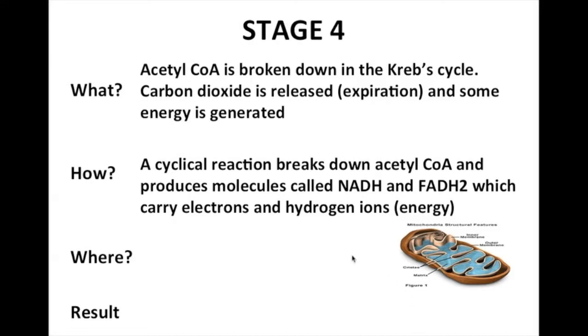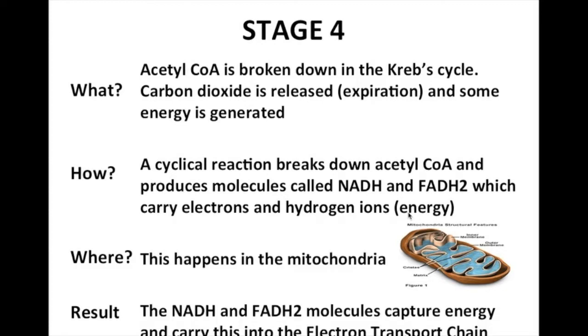Ultimately what we produce are these two things called NADH and FADH2. In those two molecules, we've got electrons and hydrogen ions. This is what the energy is stored in that's going to help us reattach the phosphate onto ADP. This takes place again in the mitochondria. Once we've got our NADH and FADH2 molecules, we can go on to the last stage of the process, which is the electron transport chain.